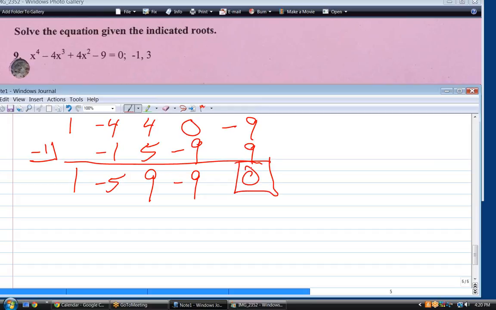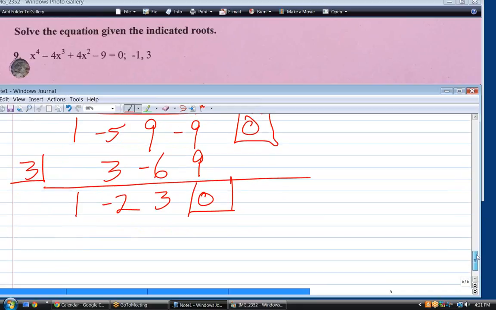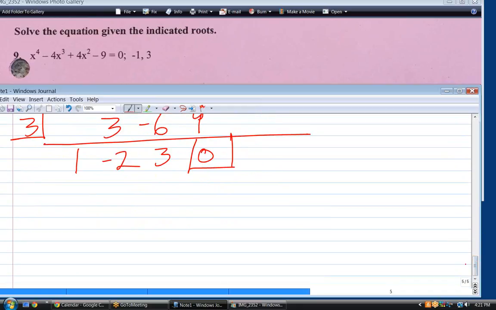Now, we don't have to rewrite everything. We're just going to divide that by that. And what we're going to have left is going to be a quadratic. So what is our answer? X squared minus 2x plus 3 equals 0.